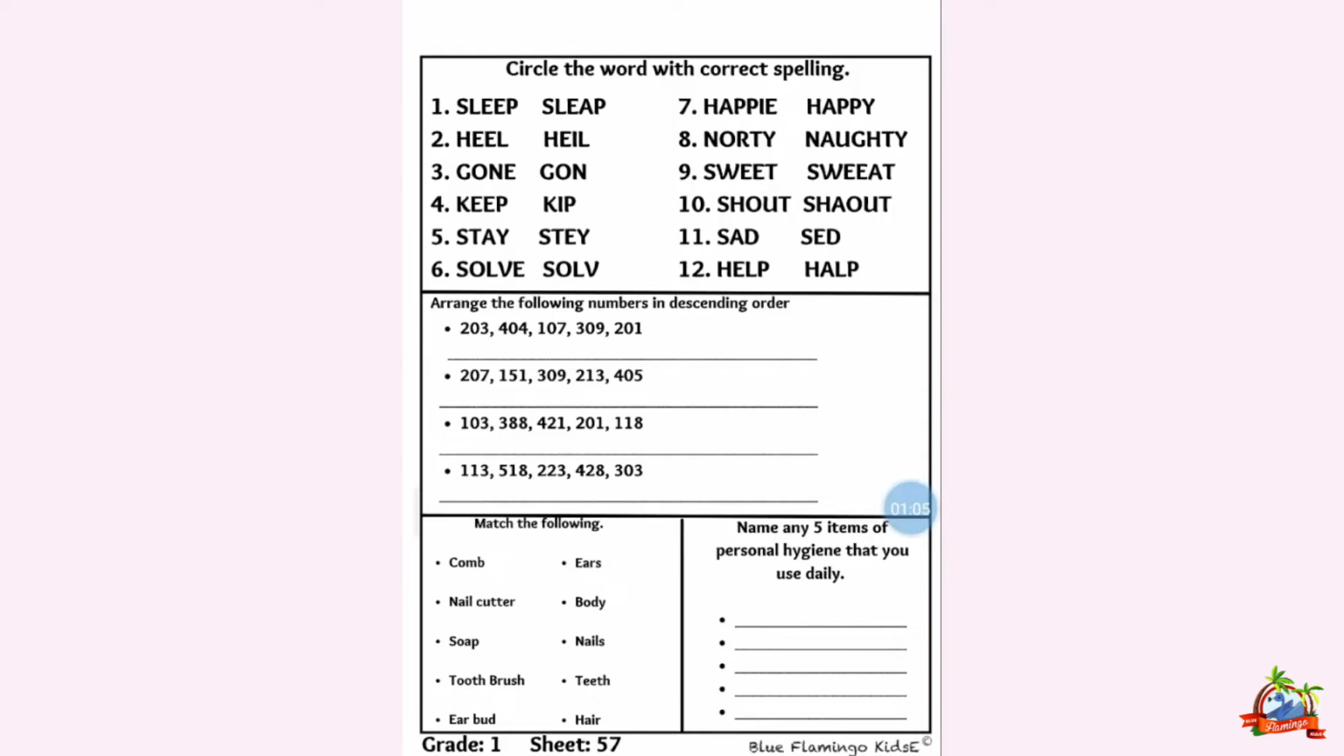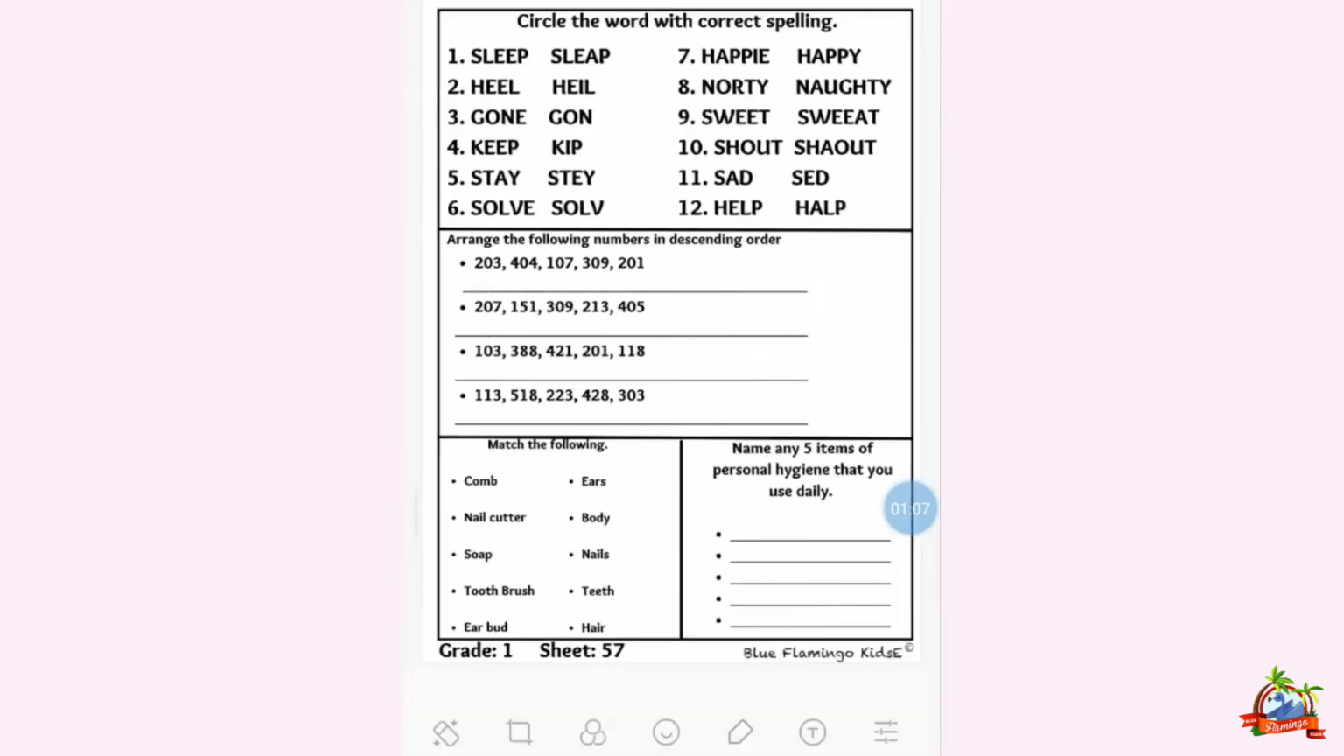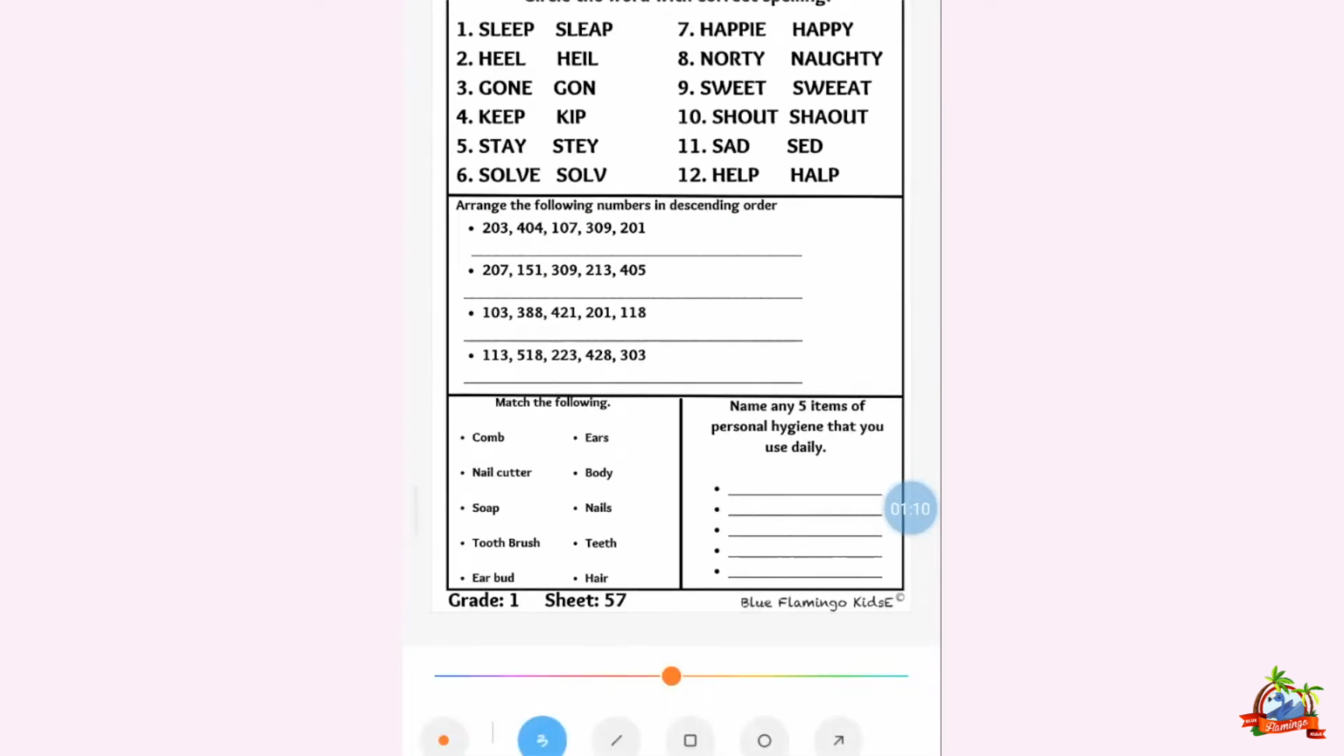The correct spelling is SLEEP. Okay, this is the correct spelling. Next word is heel. The correct spelling will be HEEL.